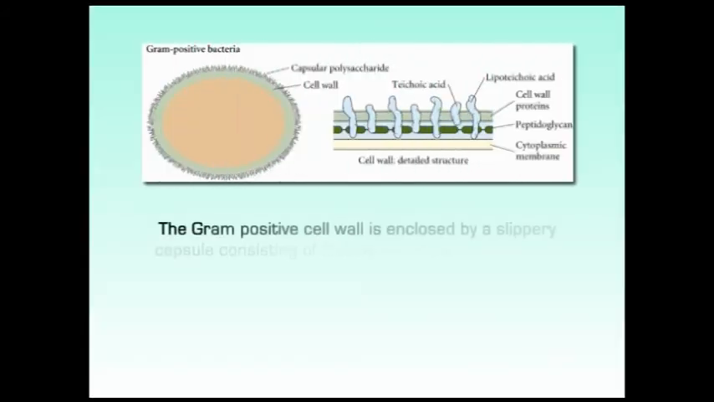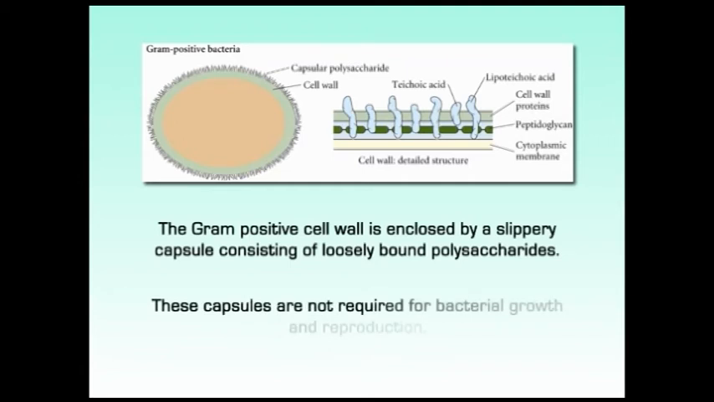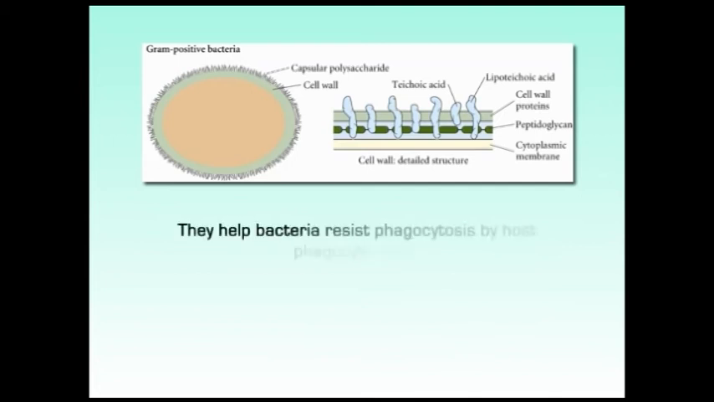So next we'll see the gram-positive envelope. From the above discussion, we come to know that the gram-positive bacterial cell wall consists of multiple layers of peptidoglycan and is reinforced by teichoic acid. Also, the gram-positive cell wall is enclosed by a slippery capsule consisting of loosely bound polysaccharides. These capsules are not required for bacterial growth and reproduction. They help bacteria resist phagocytosis by host phagocytic cells.